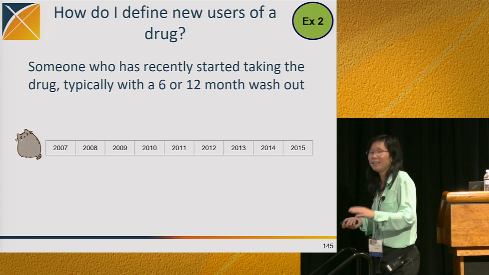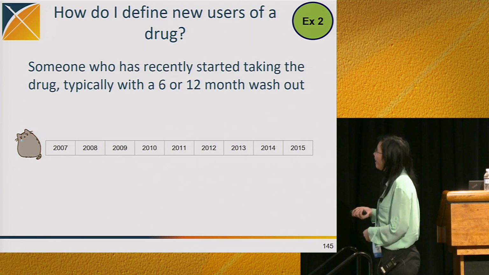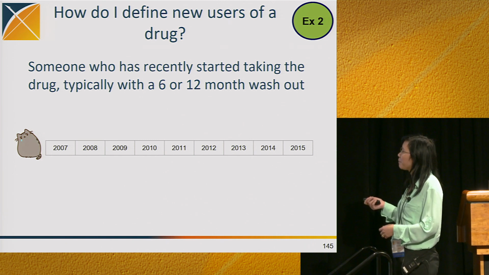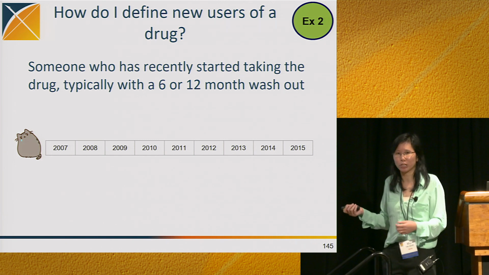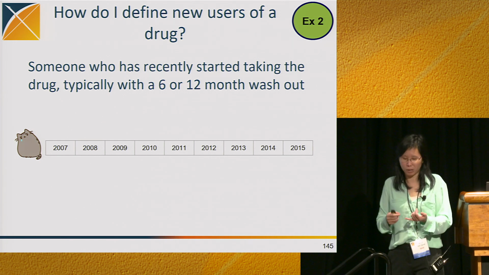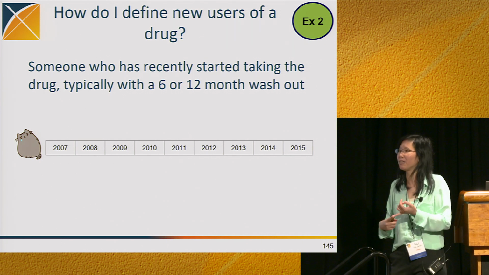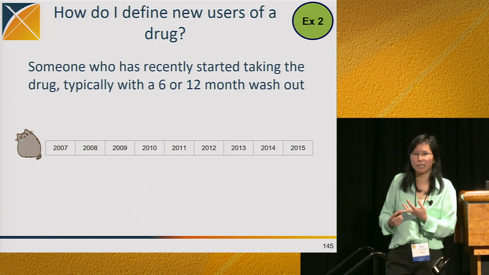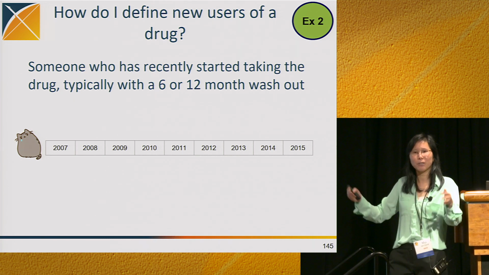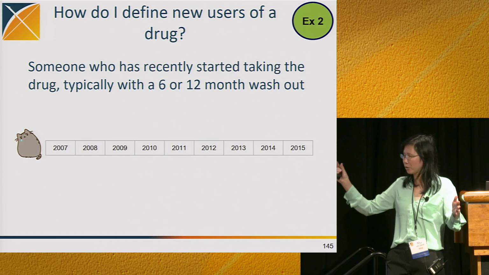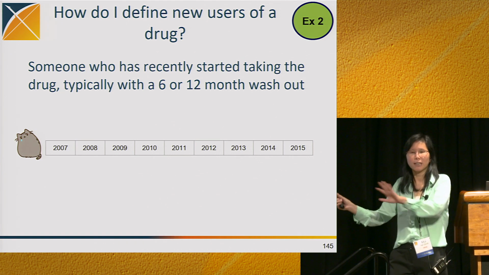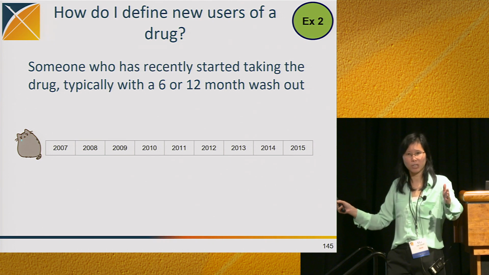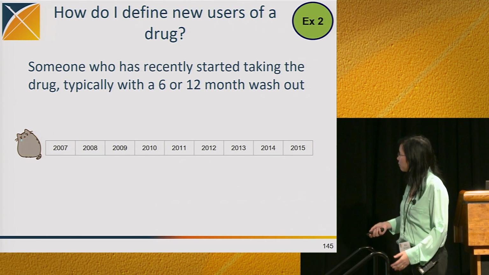But in typical cases, a definition is someone who was recently taking warfarin, typically with a 6 or 12-month washout period. Some people call it clean period, some people call it look-back period. Terminology-wise, it could be called anything. But it's just a period before that drug exposure where you've never taken that same drug. So that's really what a washout period means in this book.